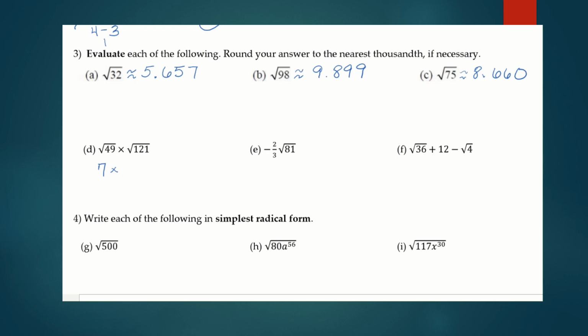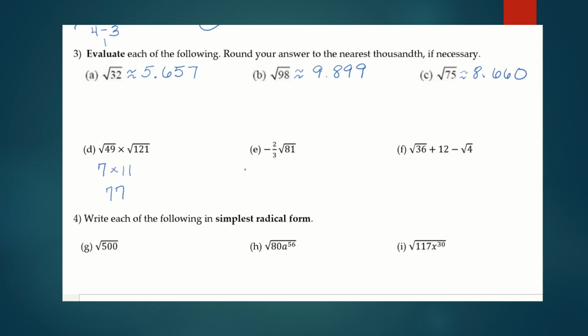How about the square root of 121? All right, so same thing, plug that into your calculator, and I get 11. So both of these values were actually perfect squares. 49 and 121 were perfect squares. Now multiplying 7 times 11, I get 77.